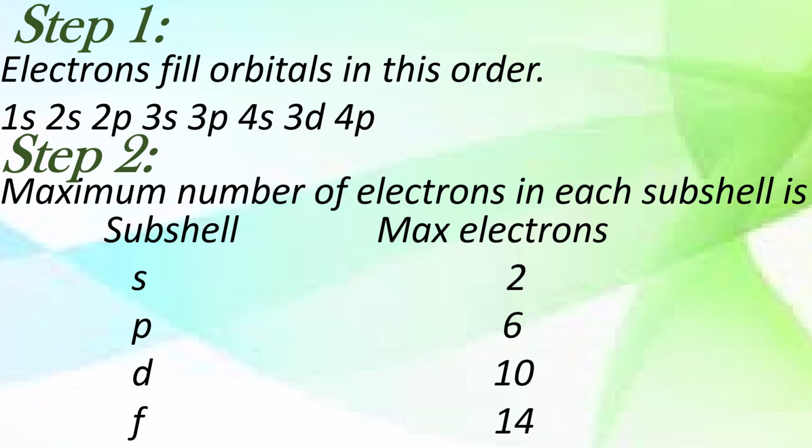D orbital can hold 10 electrons because d consists of 5 orbitals, each containing 2 electrons, so a total of 10 electrons. F orbital consists of 7 orbitals, each containing 2 electrons, a total of 14 electrons. So this is the maximum number of electrons in each subshell.